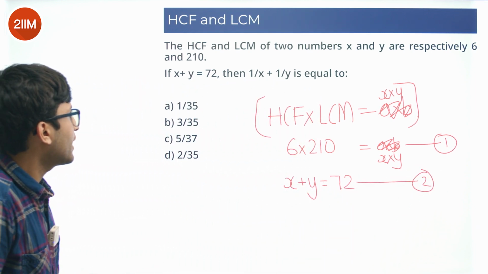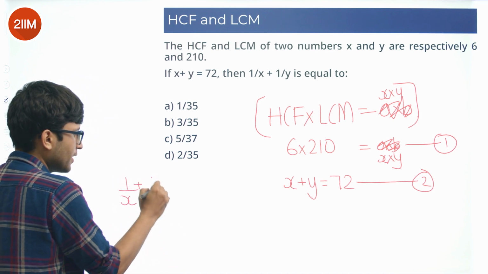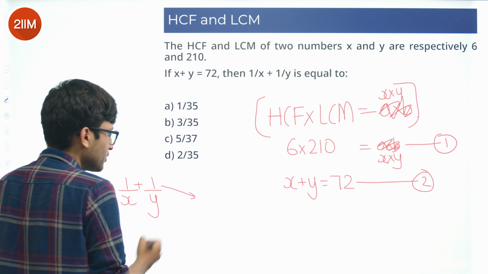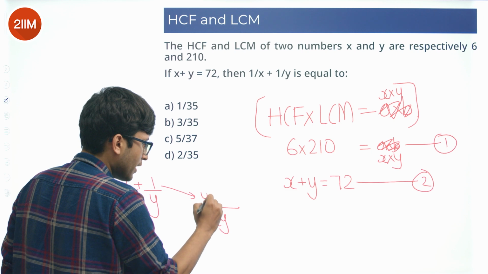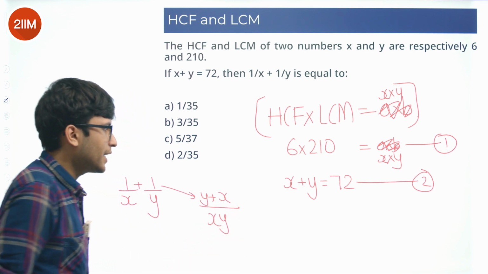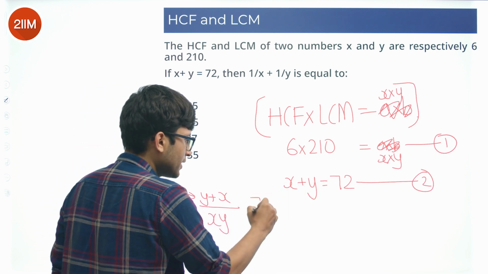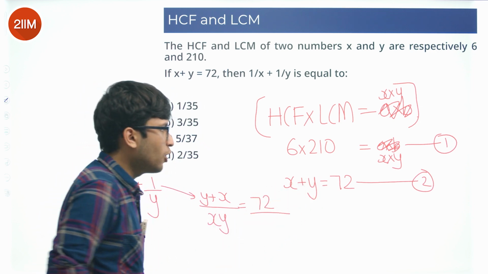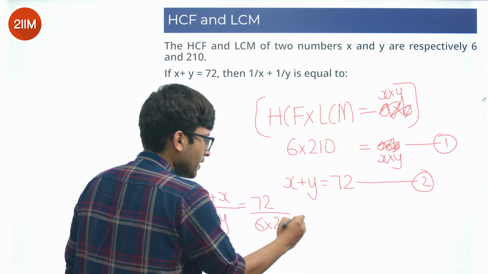What I need to find out is 1 by x plus 1 by y. So first of all, let's find out what the value is: xy upon y plus x. This is the value which I need to find out. I know x plus y is equal to 72, and the denominator I know would be equal to 6 into 210.